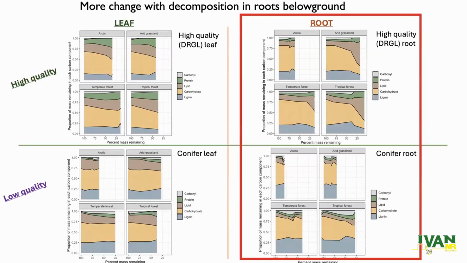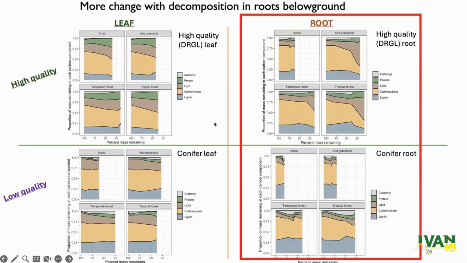Okay, so these figures are combining all of that information into single figures, and I'll show you these again. This won't be the only time you'll see them, but here we have lignin in blue, carbohydrates in yellow, lipids in brown, protein in green, and the carbonyl in gray. There's very little carbonyl. It's all at the top there.